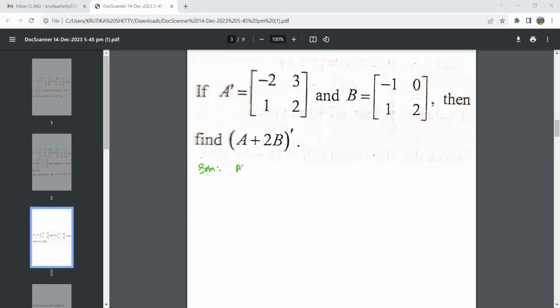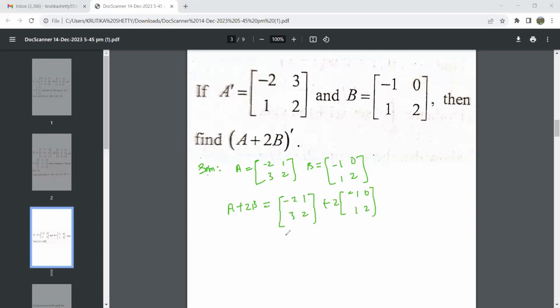First I will write down matrix A. Matrix A is minus 2, 3 and 1, 2. Matrix B is given to us: minus 1, 0, 1 and 2. Next they have asked us to find (A plus 2B) transpose. So first we will calculate A plus 2B. If you want, you can multiply each element of B with 2 and write it down. So minus 2, 1, 3, 2, plus 2 into minus 1, 0, 1 and 2.